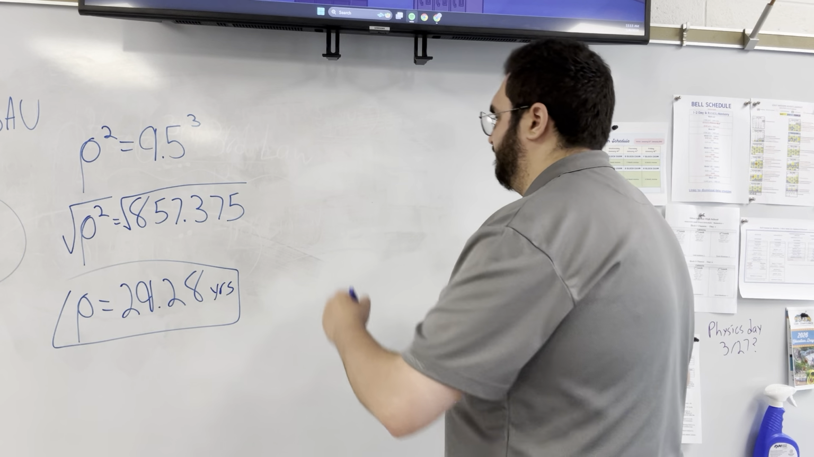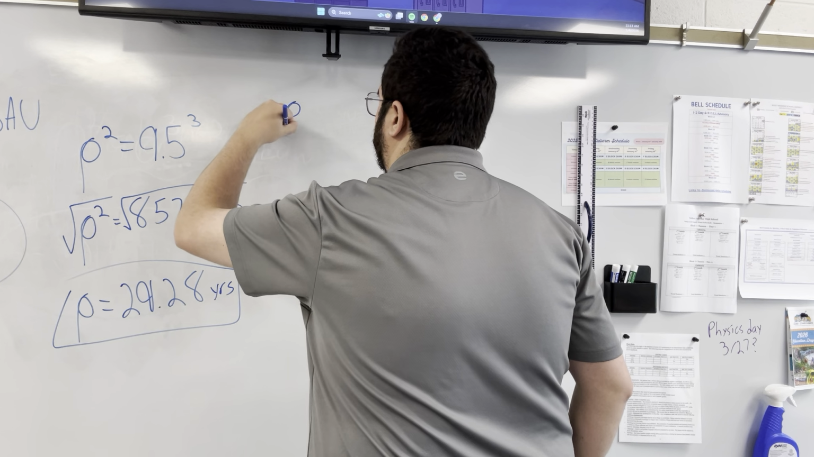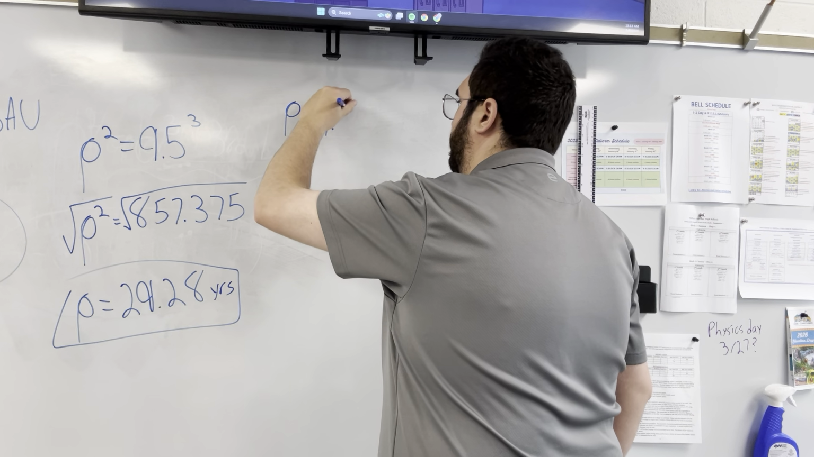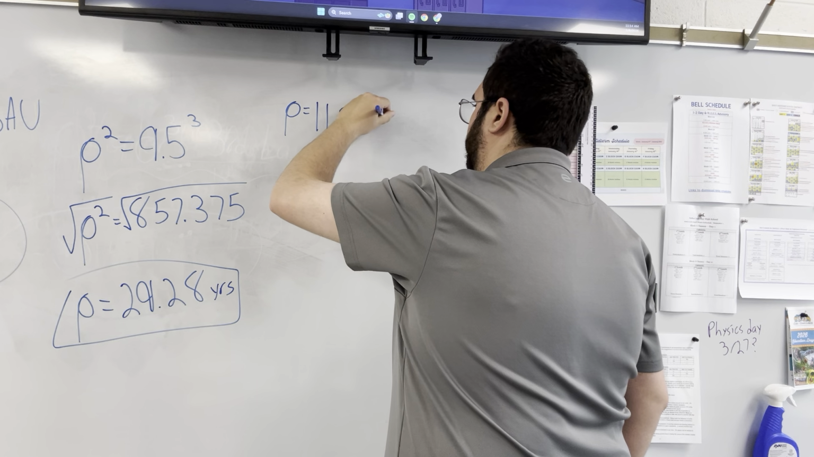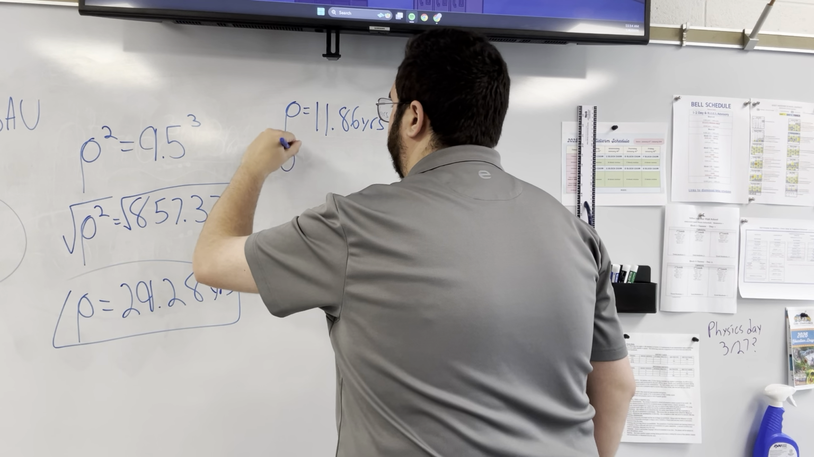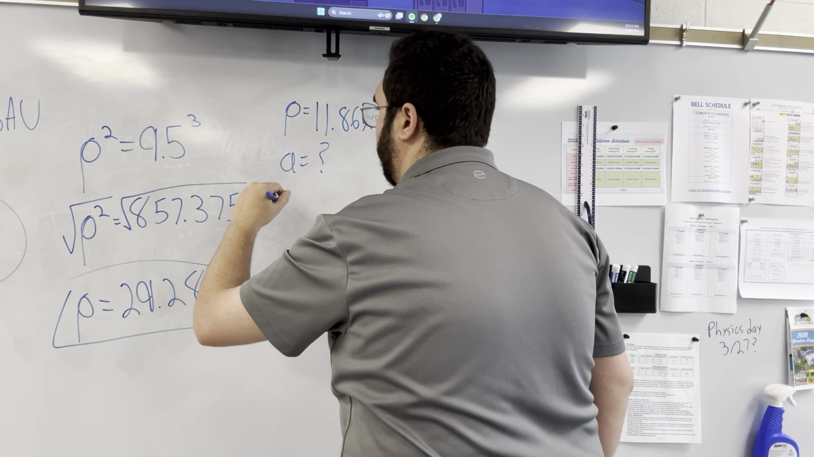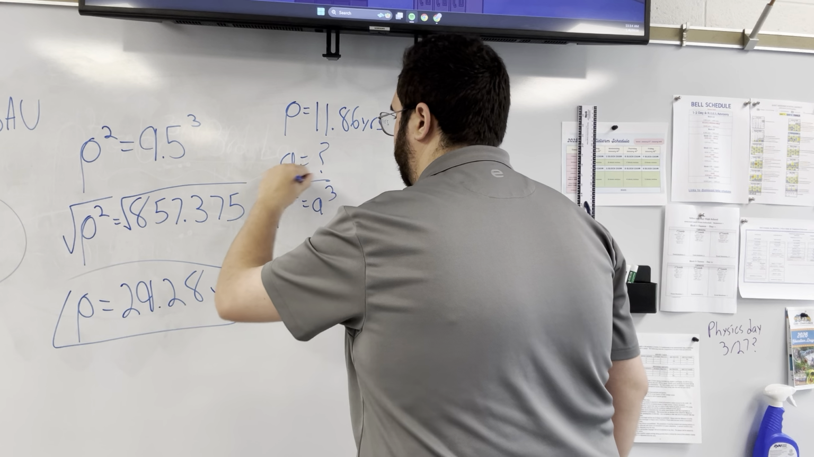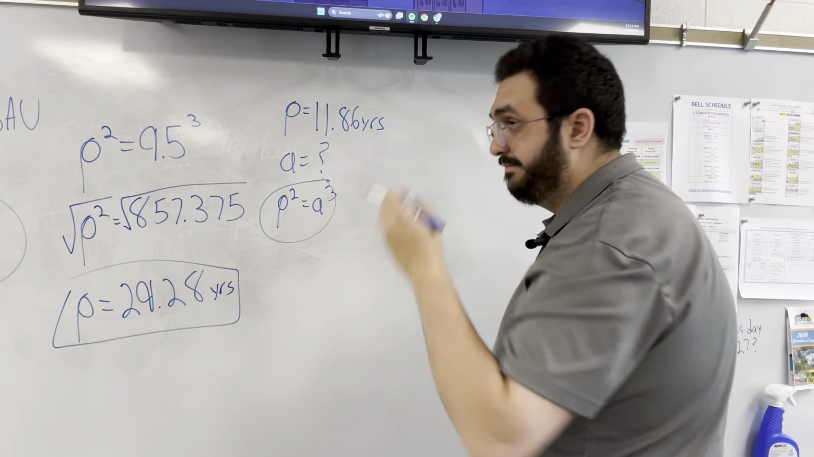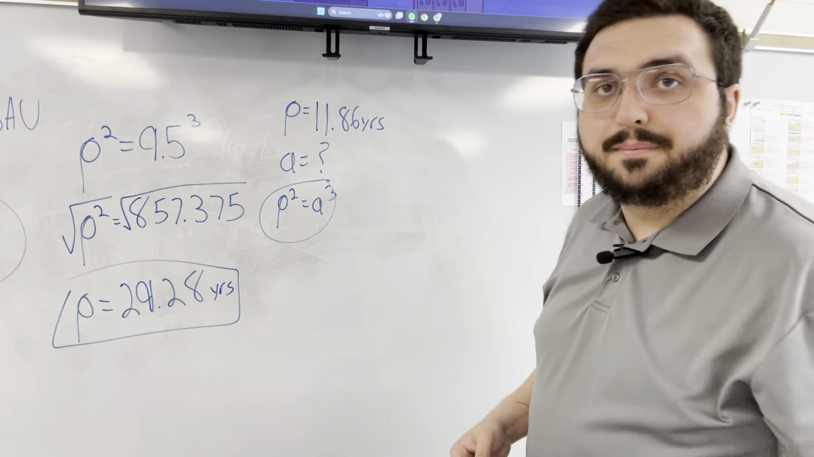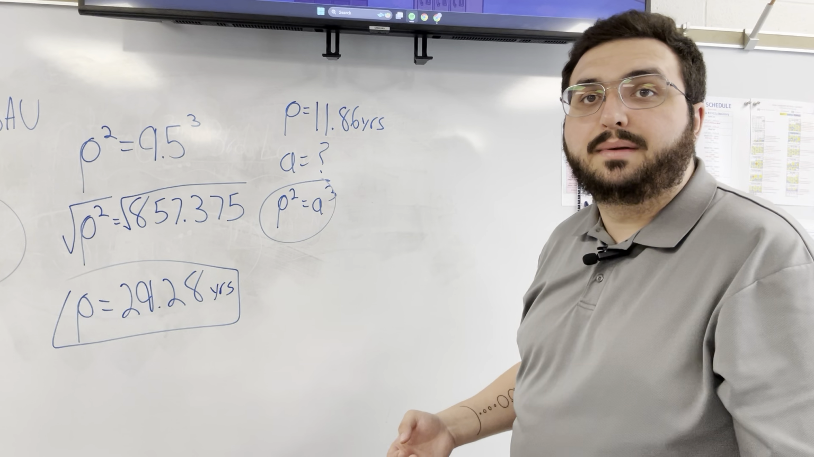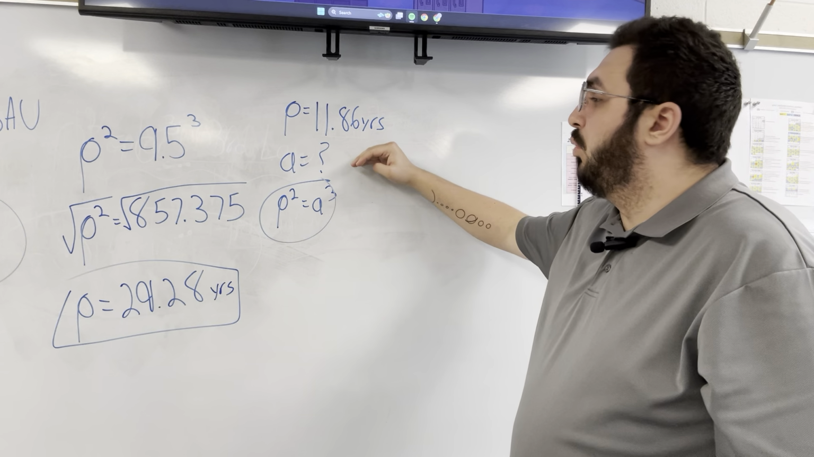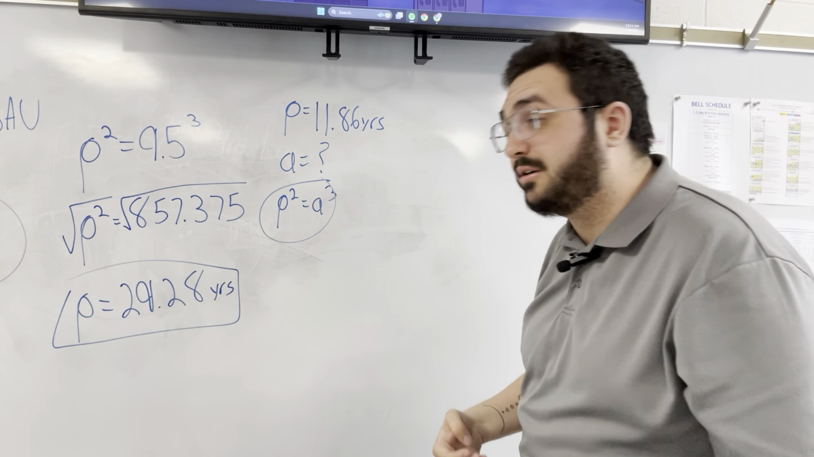I'm given that P is equal to 11.86 years. I do not know A. And again, my formula is P squared equals A cubed. So, same as before, I'm going to plug in. I have my variables here. I have only one unknown variable, so I'm going to go ahead and plug in here.